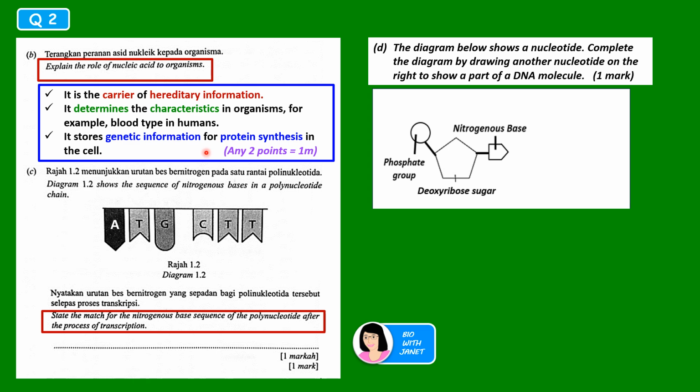Now, if it is functions or just roles of nucleic acids in general, then we can also state for RNA, the role of RNA, especially mRNA, is that it is directly involved in protein synthesis at the ribosomes. That is for mRNA's function. Now let's go on to question C. Diagram 1.2 shows the sequence of nitrogenous bases in a polynucleotide chain. Question, state the match for the nitrogenous base sequence of the polynucleotide after the process of transcription.